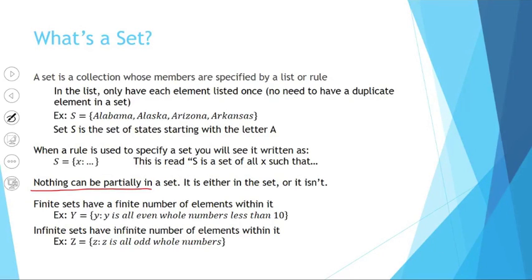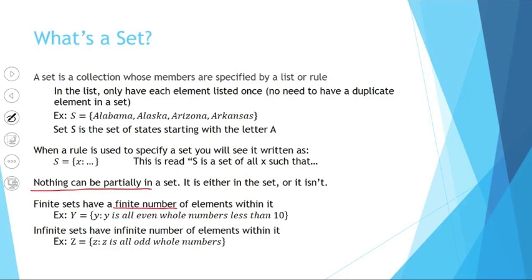Like for instance, a set of even numbers, 2, right? 2 is either in that set or it is not in that set. So a set of even numbers, 2 is in that set. It's not partially in, it's in. The number 3 is not in that set because 3 is not an even number, okay? So it's either in the set or it's not. There's no halfsies.